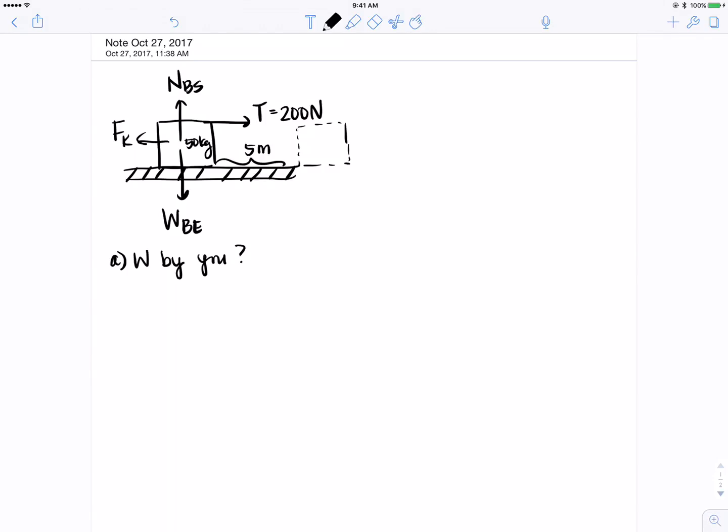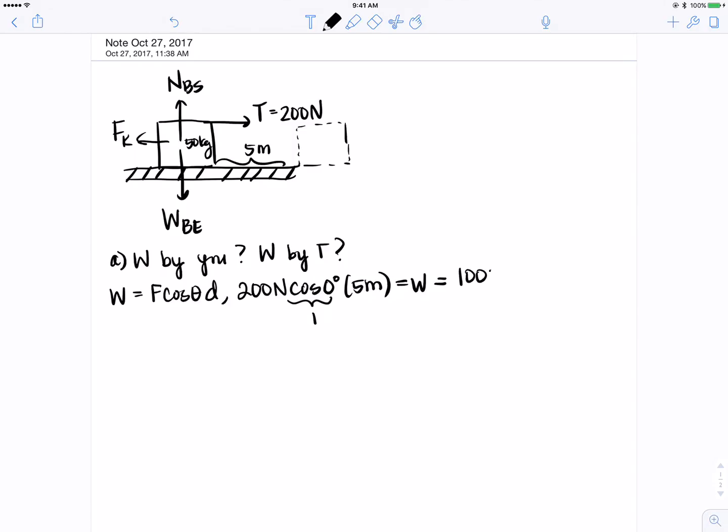The work by you is really the work done by tension because you are pulling the rope. So work equals F cosine theta d. Tension is 200 newtons, cosine 0, times 5 meters equals work. Cosine of 0 is just 1, so this is going to be 1,000 joules. And it's positive because the force that we are talking about, tension, is in the direction of motion. The box is moving to the right and tension is also to the right. Therefore, work done by tension is positive.